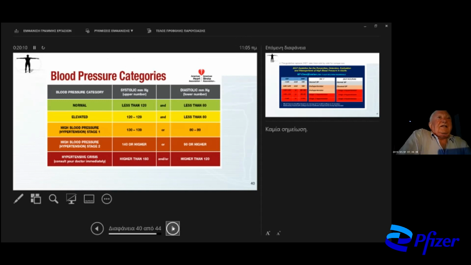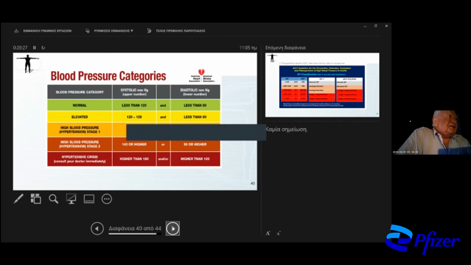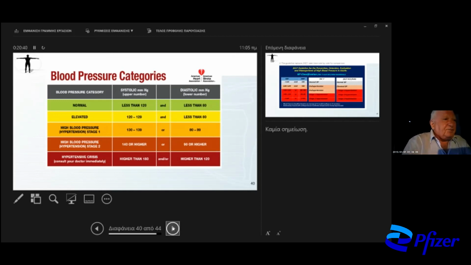Now, this is the last recommendation of the American Heart Association. And you can see normal is below 120 over 80, etc. You are all familiar with these definitions. And what we can note is that these are exactly the numbers that were published 100 years ago by the insurance companies in the publications that I've shown you previously.